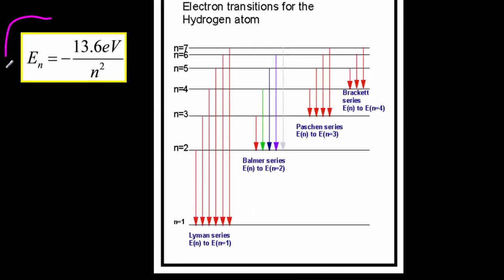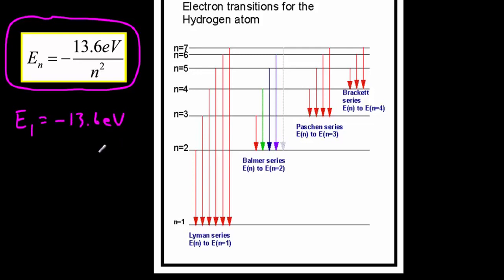In fact, the energy levels in hydrogen go as this formula here. There's a negative sign because the electrons are trapped by the proton. That means they have negative energy. It would take work in order to separate the electron and the proton. This 13.6 eV, that would be the ground state. E1 would be negative 13.6 electron volts. That would also be the ionization energy. In other words, it would take 13.6 electron volts of energy in order to knock one of those ground state electrons out of the atom.